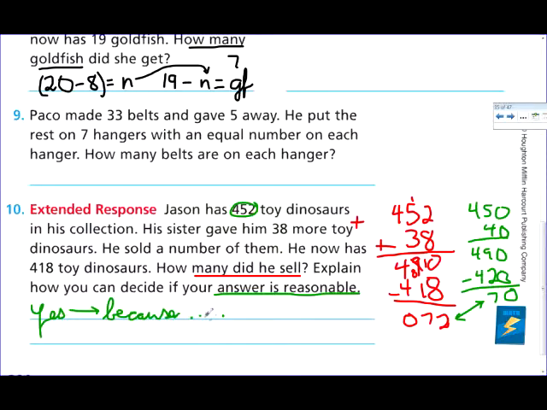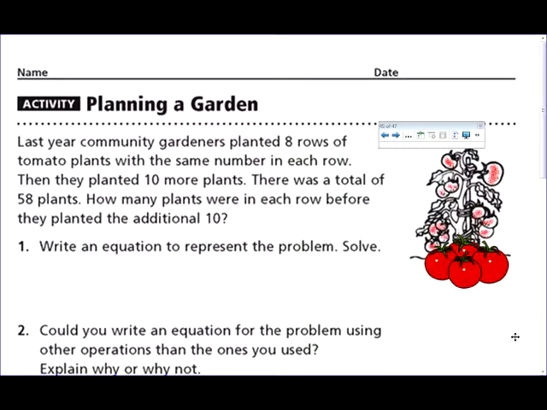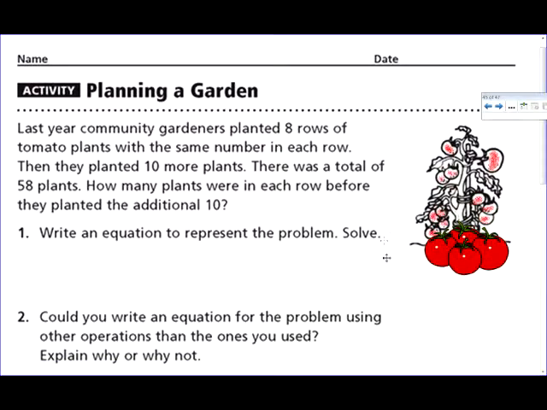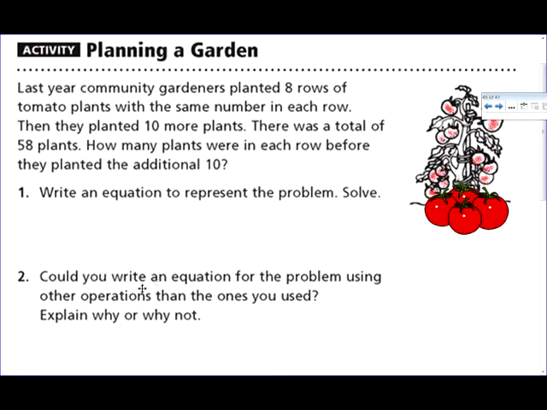Finish this sentence so I know that you've done it correctly. Well, this is actually a challenge question. If you'd like to do this, community garden was planted, and they had to find out the number of tomatoes that were planted. So you have to write an equation to represent the problem. The challenge comes when could you write an equation for the problem up above using other operations than the ones you used. Explain why or why not. So challenge, it's just a challenge question to see if you can solve a real-world problem.